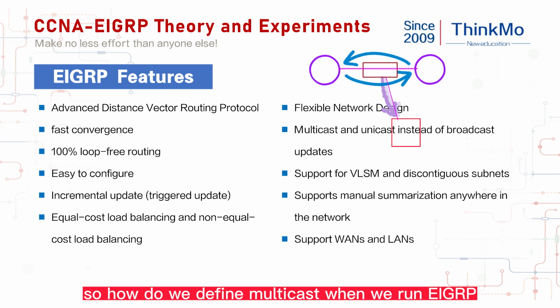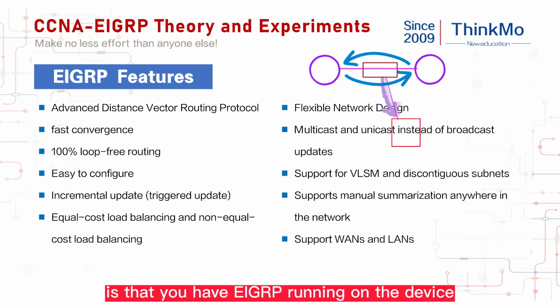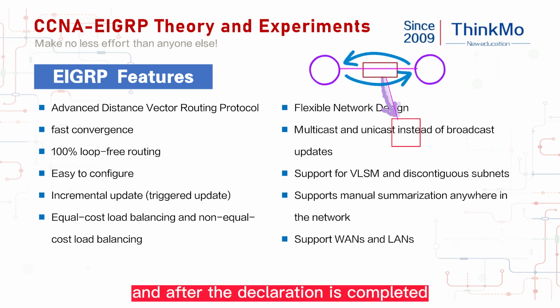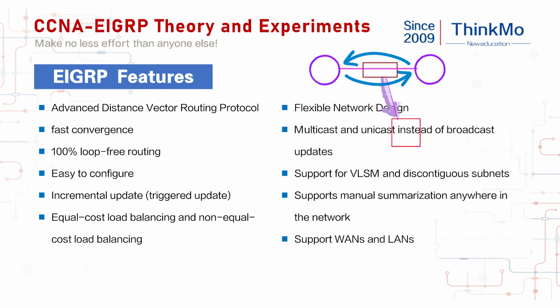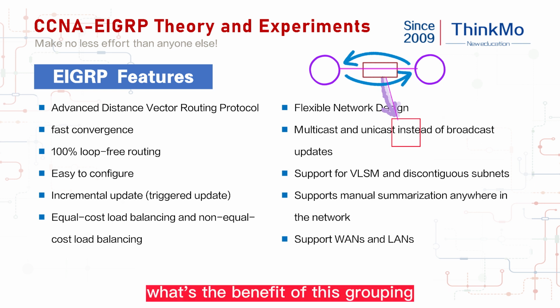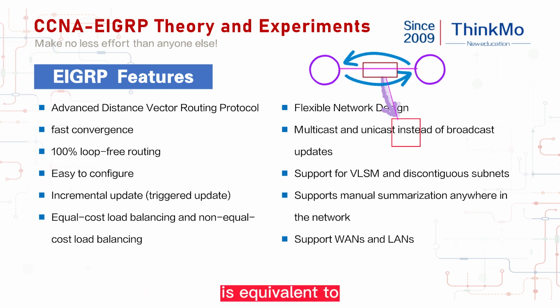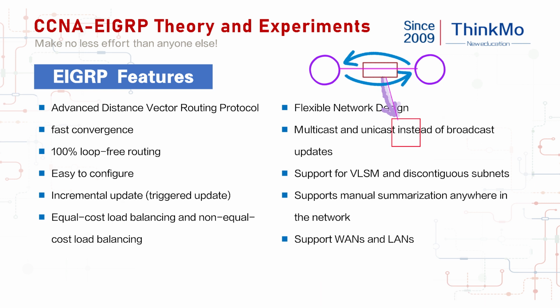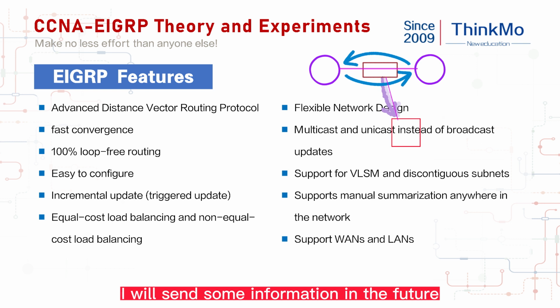So how do we define multicast when we run EIGRP? You have EIGRP running on the device, and after the declaration is completed, the group will be added automatically. This is called protocol-based grouping. It is added automatically. What's the benefit of this grouping? It is equivalent to listening to a multicast address once, since I will send some information in the future.